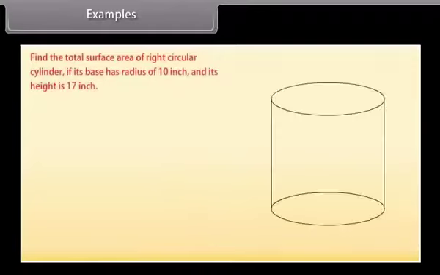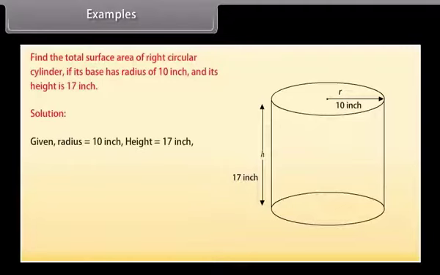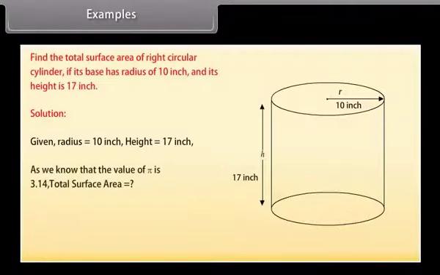Example: find the total surface area of a right circular cylinder if its base has a radius of 10 inches and its height is 17 inches. Solution: radius is equal to 10 inches and height is equal to 17 inches, which is given. As we know, the value of pi is 3.14. Now we have to find the total surface area.